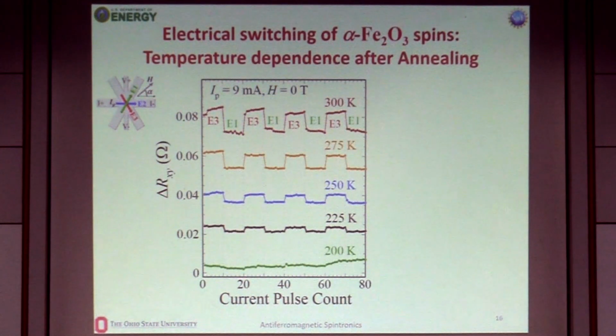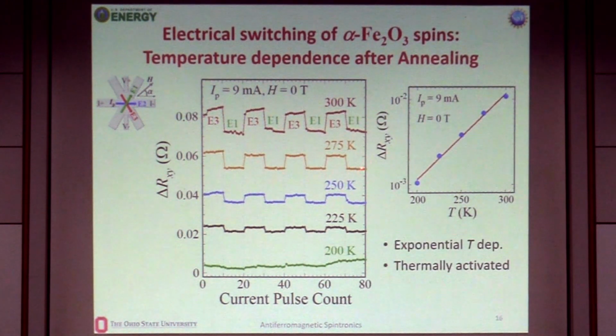All right, now I'm showing the temperature dependence. This is the temperature dependence at 9 milliamp from 300 Kelvin down to 200 Kelvin. At 300 Kelvin it is pretty square. As you go down, the magnitude decreases and it's essentially gone at 200 Kelvin. If you plot the delta Rxy as a function of temperature in this semi-log plot, it shows this exponential decay. That means this is a thermally activated process.